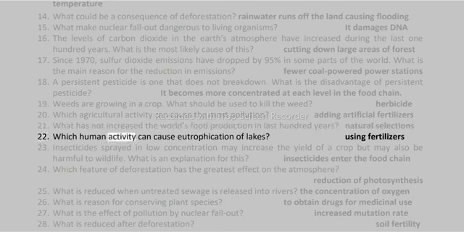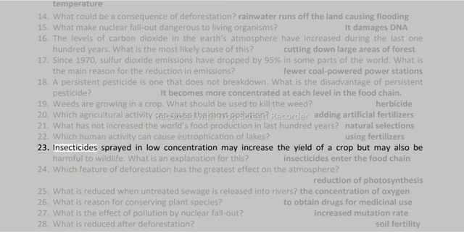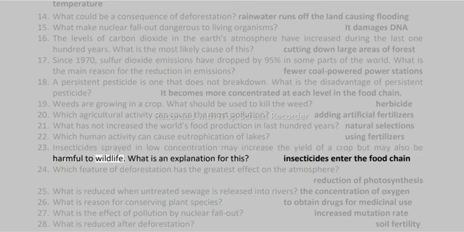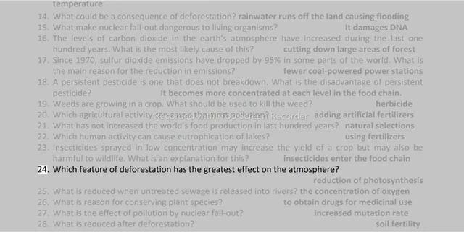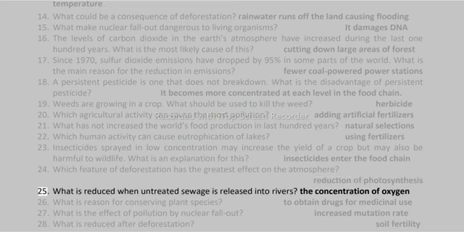22. Which human activity can cause eutrophication of lakes? Using fertilizers. 23. Insecticide sprayed in low concentration may increase the yield of a crop but may also be harmful to wildlife. What is an explanation for this? Insecticides enter the food chain. 24. Which feature of deforestation has the greatest effect on the atmosphere? Reduction of photosynthesis.